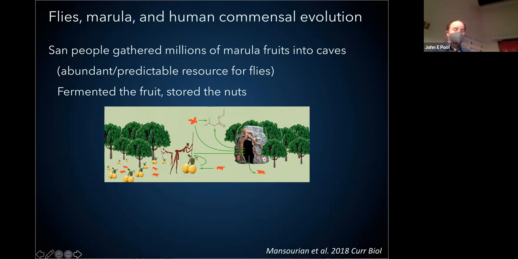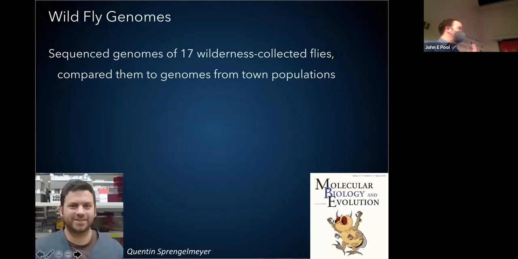It's entirely plausible that marula may have been sort of a gateway drug in terms of Drosophila melanogaster becoming a human commensal species. And we'll come back to that in terms of the estimates of population history that my lab obtained. So that's the part of our own study that I'm going to focus on here.